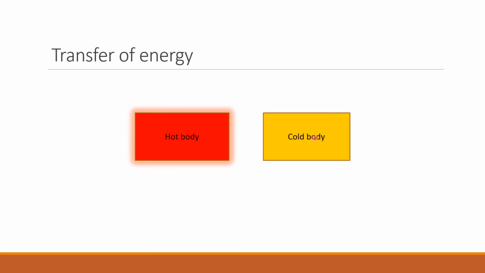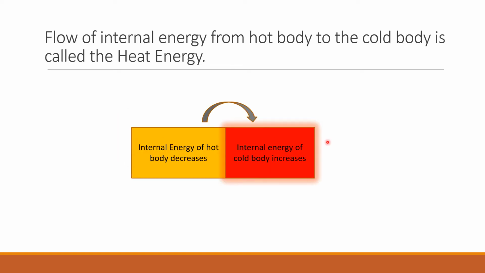When this cold body is in contact with the hot body, the cold body warms up and the hot body cools down. The internal energy of the cold body increases and that of the hot body decreases. There is a flow of internal energy from the hot body to the cold body. This is heat energy.